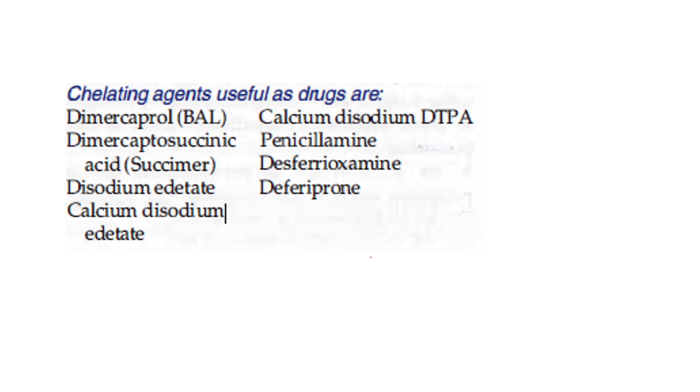So the most common chelating agents that we have are dimercaprol or British anti-Lewisite, that is BAL, and dimercaptosuccinic acid, disodium edetate, calcium disodium edetate, calcium disodium DTPA, penicillamine, desferoxamine, and deferiprone.